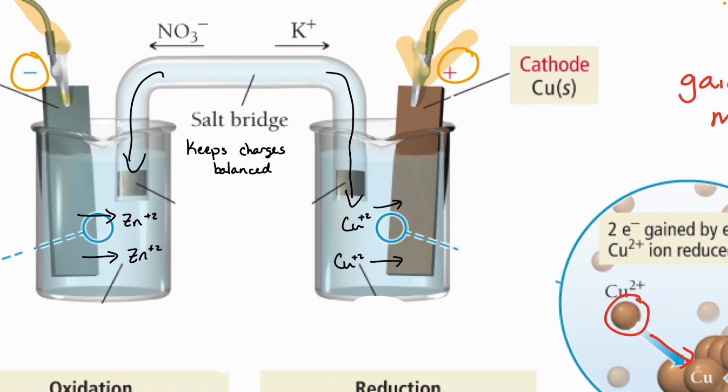On the other side, we're removing a bunch of positive charges, right? So then we'd have an imbalance with too much negative charge. So that's why we're going to add positively charged ions, to keep those ions balanced in our beakers.